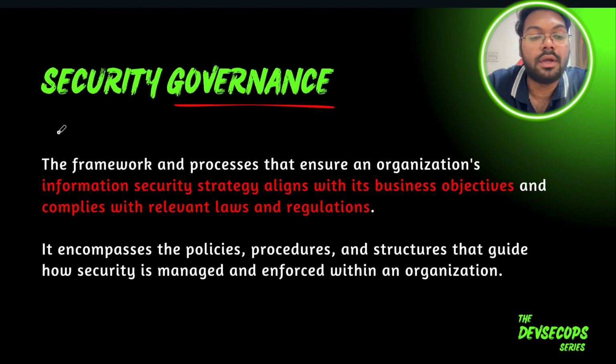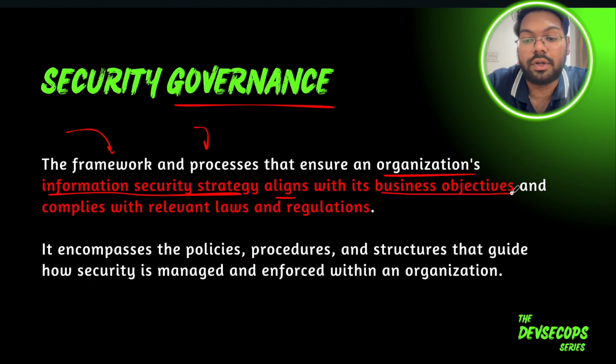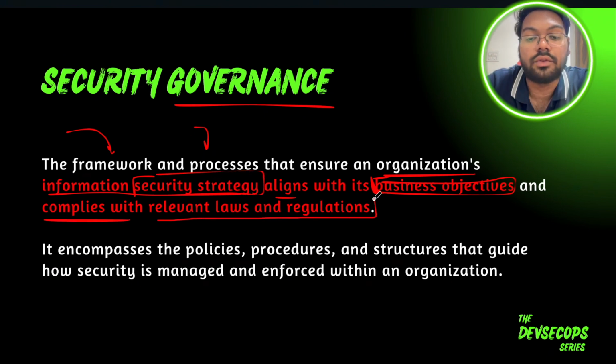Now, the framework and processes that ensure that an organization's information security strategy aligns with its business objective. Okay, this is important. The business objective that you have created and the information security strategy should align and comply with relevant laws and regulations. So governance is looking at an organization's objectives.